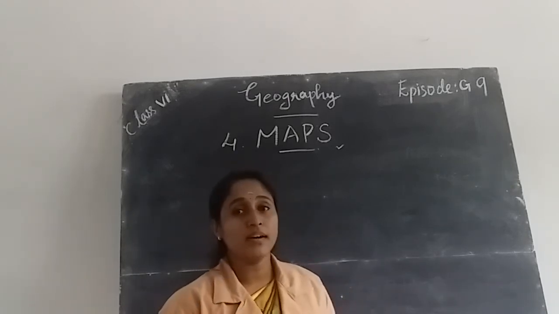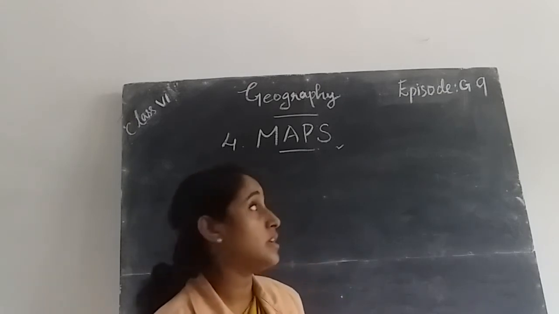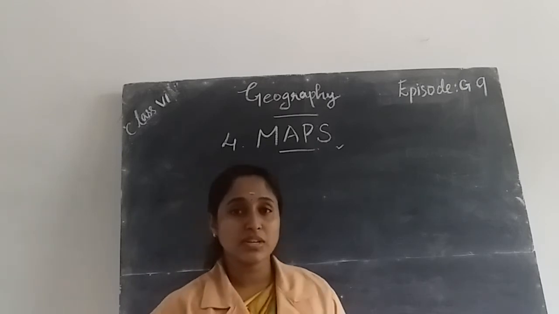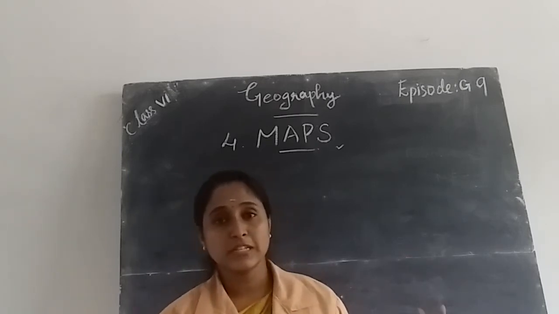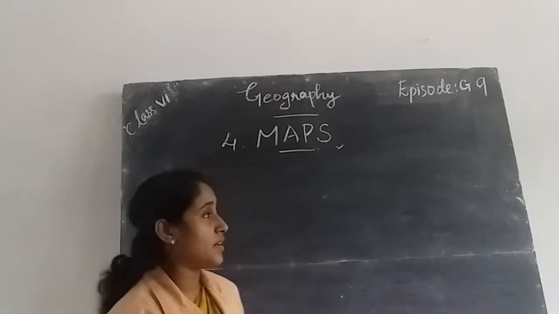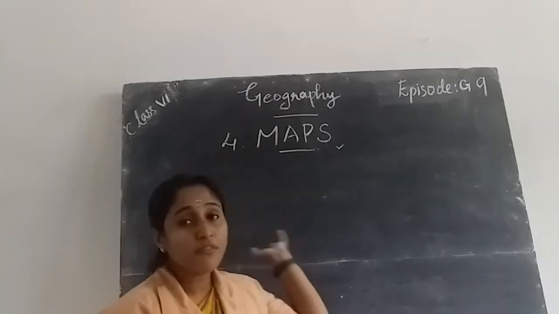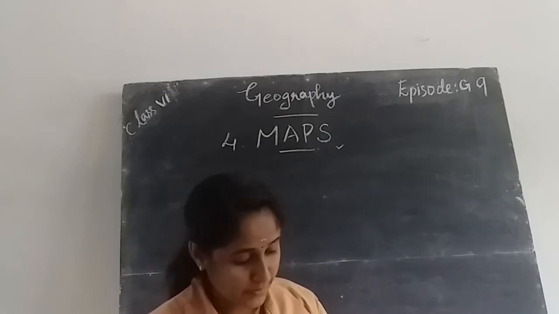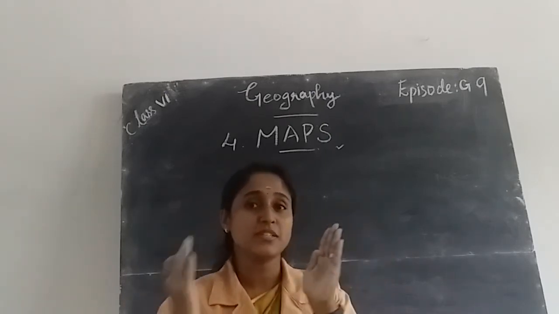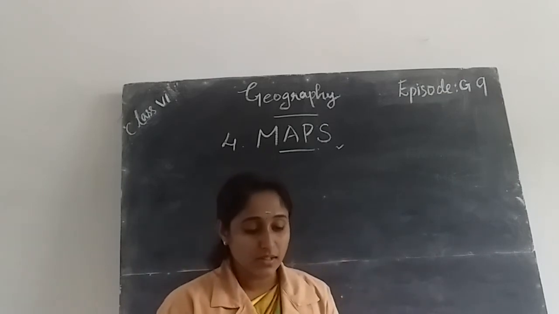The third component is symbols. Symbols are mainly used for identification of buildings, trees, roads, and offices like railway. These types of things are identified with the help of symbols. What do you mean by conventional symbols? Symbols that are nationally agreed upon are known as conventional symbols.